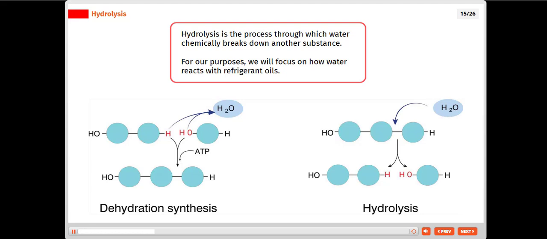Hydrolysis is the process through which water chemically breaks down another substance. For our purposes, we will focus on how water reacts with refrigerant oils.